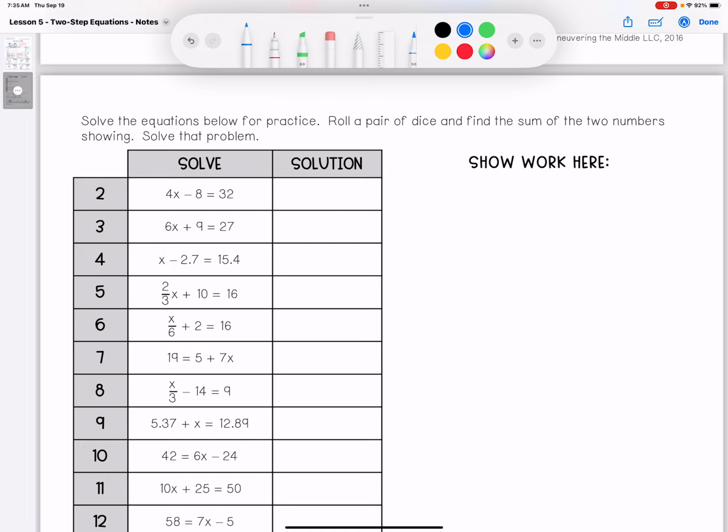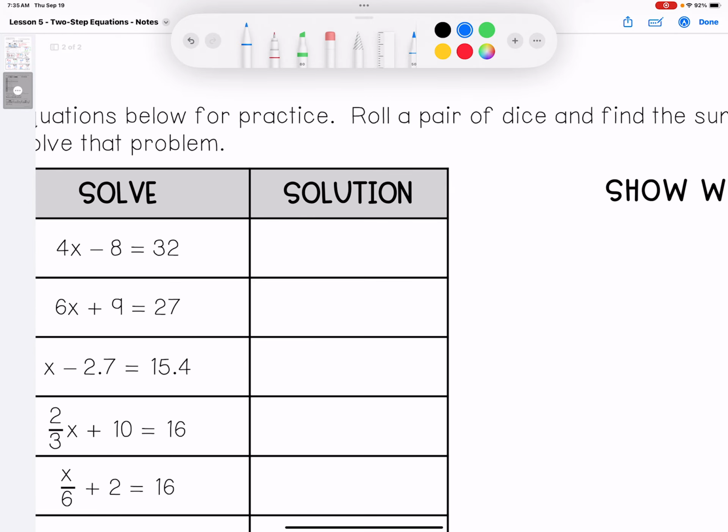All right, welcome back. I'm going to provide the answers. You've seen all of them on the board, but I am going to write them, so do make sure that you have all of these written down.